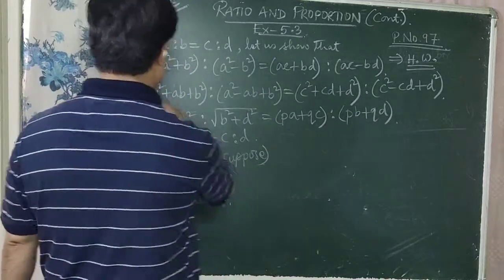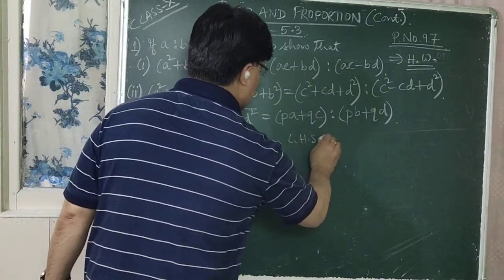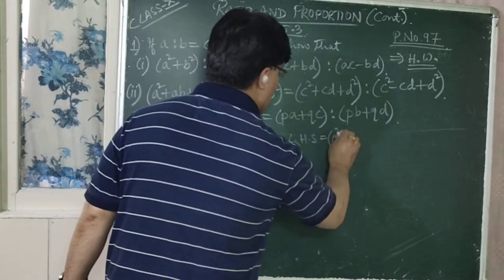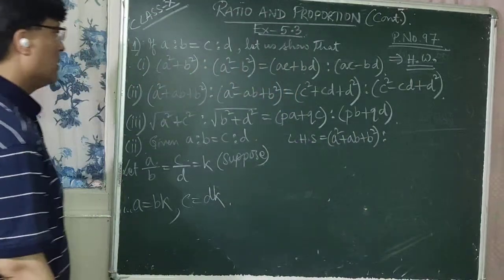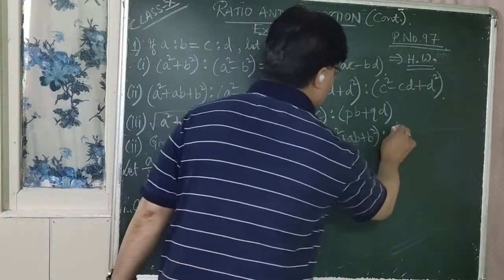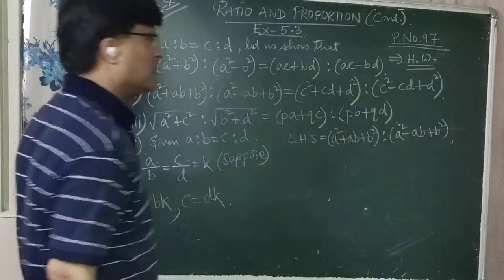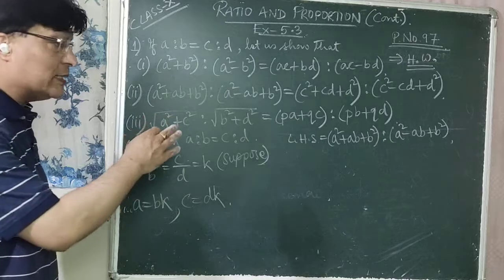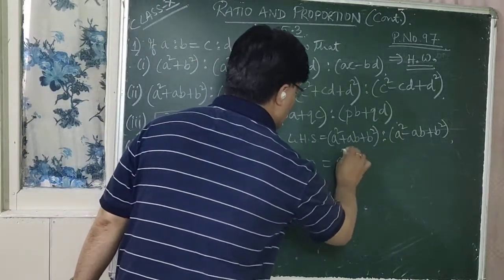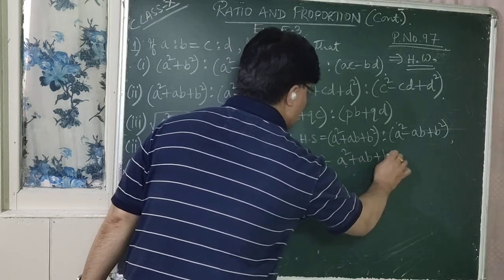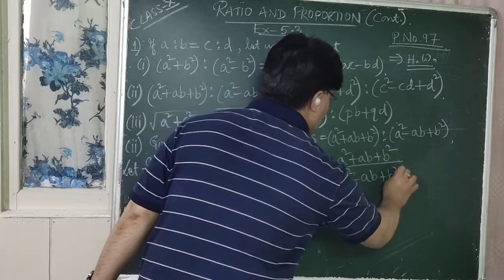Now write down the left hand side. For number 2, we are proving number 2. So what is the left hand side here? A square plus AB plus B square is to A square minus AB plus B square. Is that clear? So you can write it in terms of fraction. A ratio can be written in terms of fraction, isn't it? So A square plus AB plus B square divided by A square minus AB plus B square.